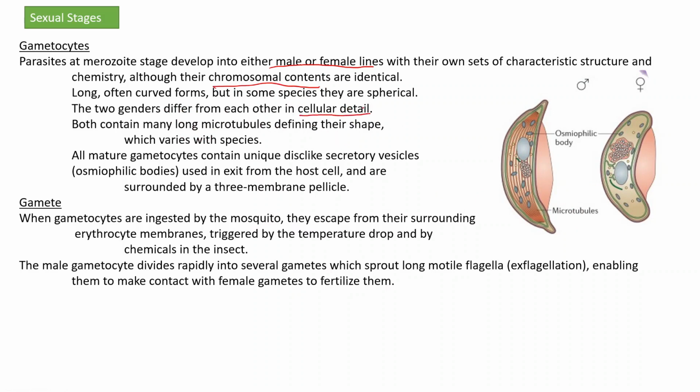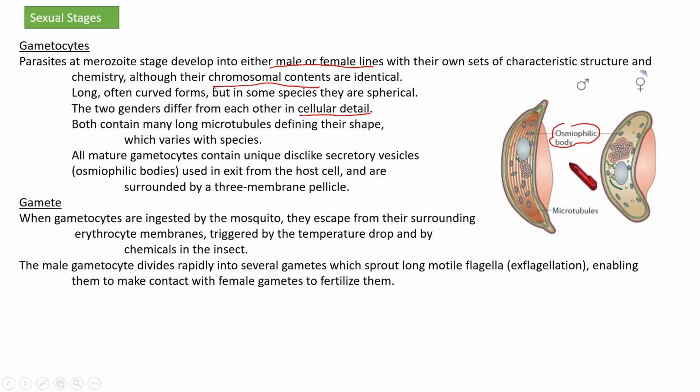The two genders, male and female, differ from each other with respect to their cellular detail that I already mentioned to you. Even then they have some common features, like they possess some long microtubules along their body that help to define their shape, and that varies from species. Also, this mature gametocyte possesses a disc-like osmophilic body in both male and female gametocytes.